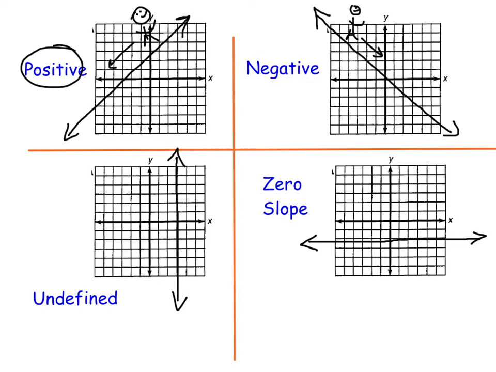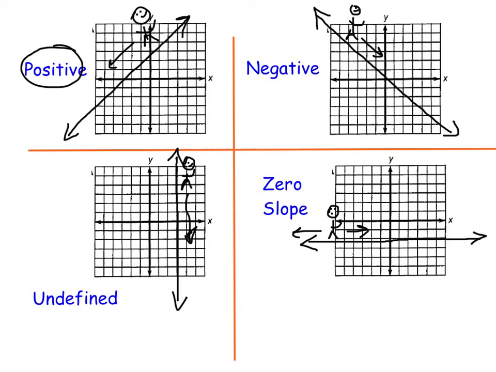Could you ski on a zero slope? Yes, you could ski on a zero slope. This would be called cross-country skiing, so you're skiing either to the right or to the left. Now, could you ski on an undefined slope? Not so much. It looks like you wouldn't be so much skiing as just falling to your death.